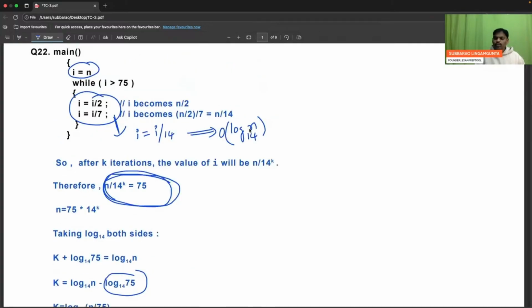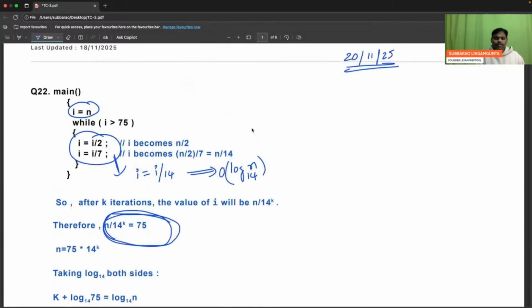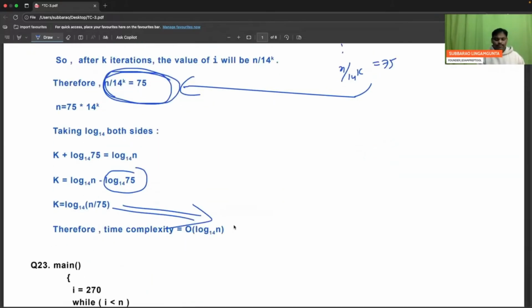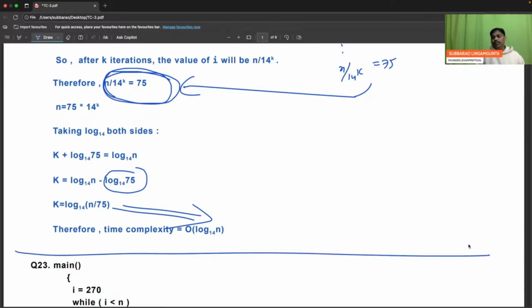If you want the actual thing, this is the thing. First n will be there. Next n by 14 will be there. Next n by 14 square will be there, and so on. If you do k times, n by 14 power k, which became the termination condition 75. I think this is the story. From here onwards, normal. All the total story I have written. So time complexity of question number 22 is log n base 14.